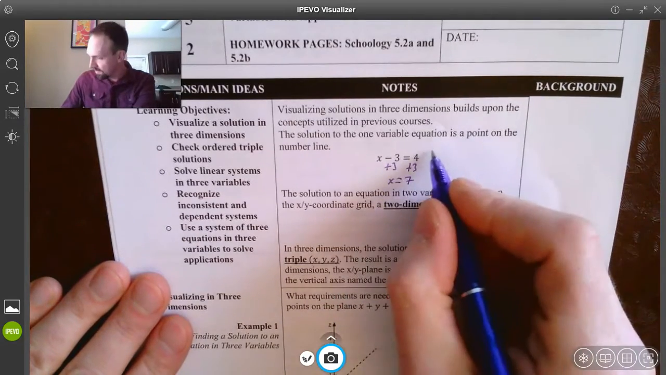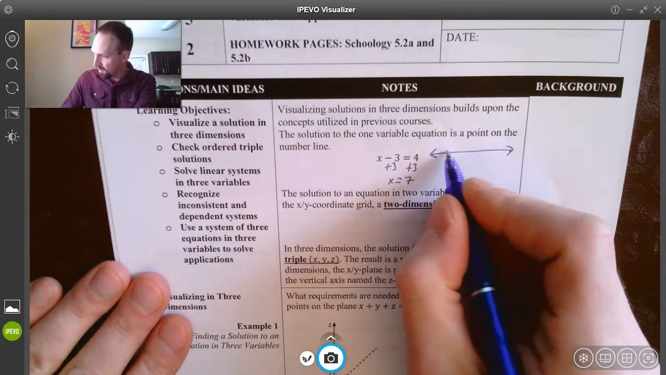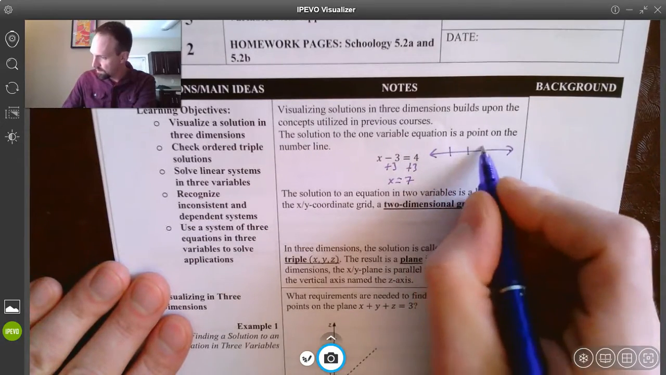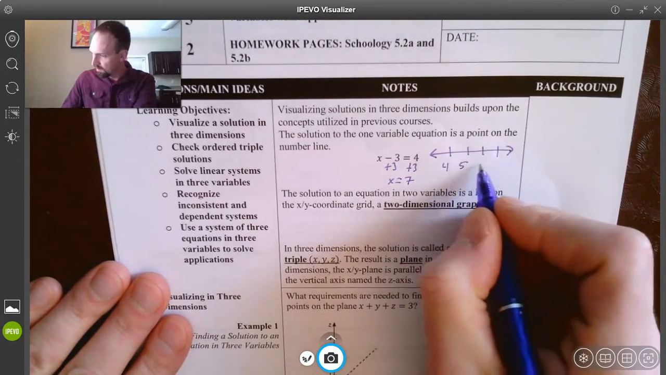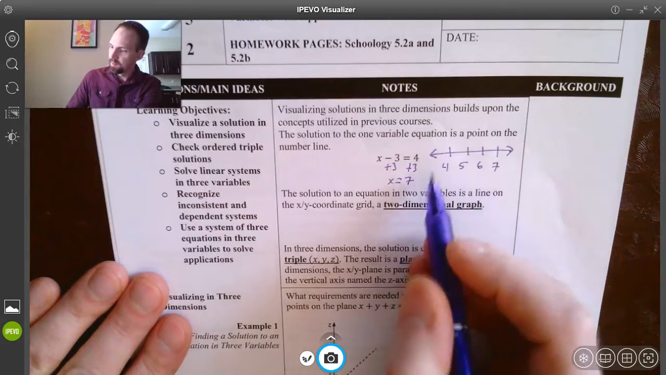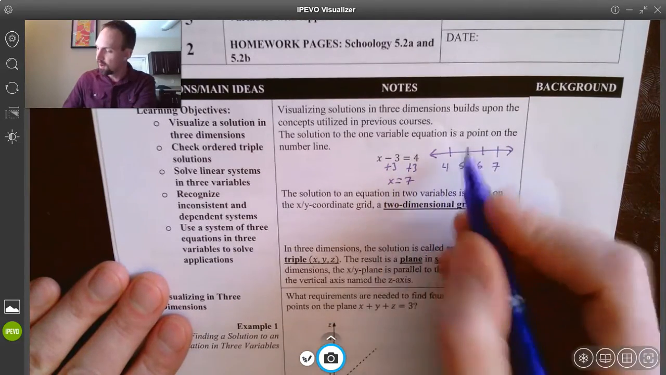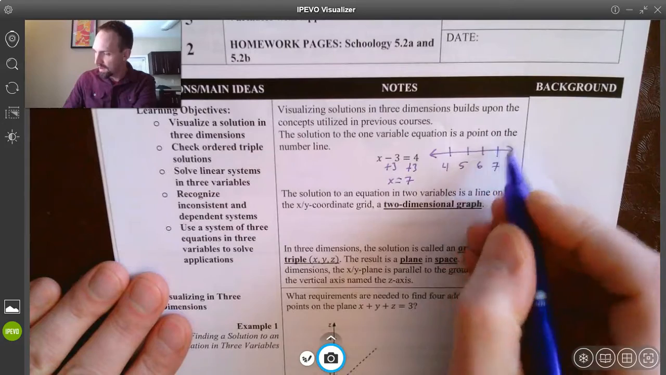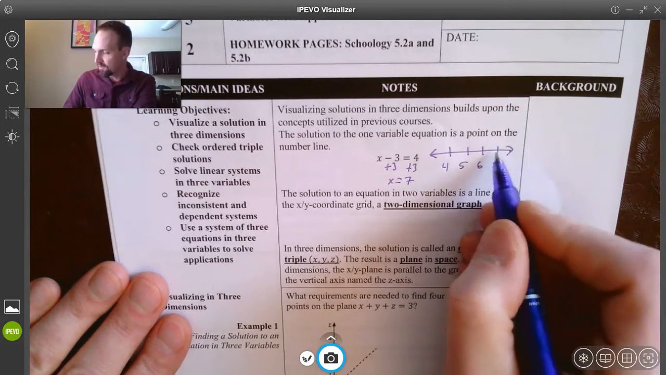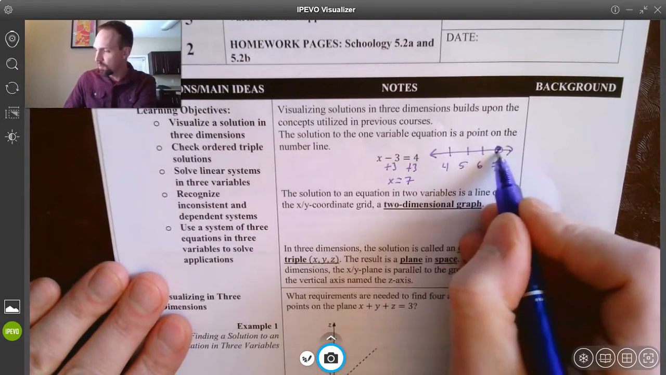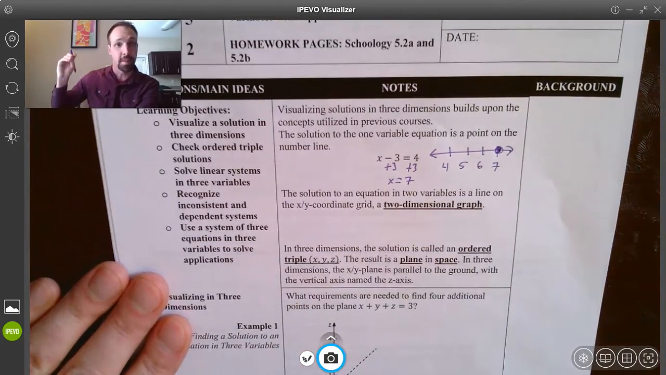So if I think about this on a number line, what I'm going to do, if I start with a value and I subtract 3, I get to 4. So the opposite of that is adding 3 to get from 4 to 7. So that's just a point on the number line. That's it. So that's a point in a 1-dimensional space.